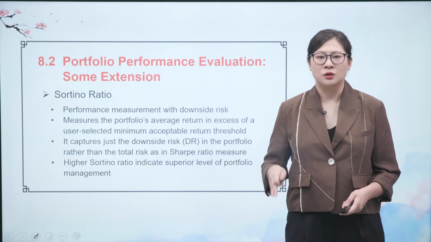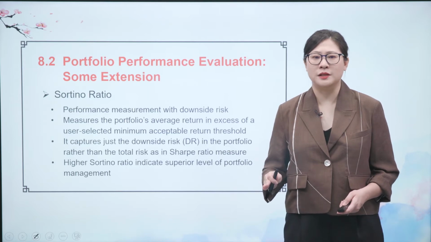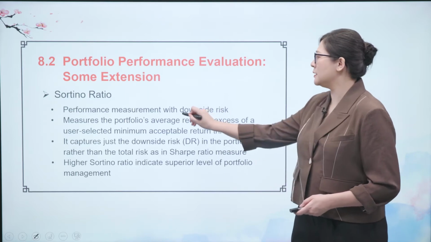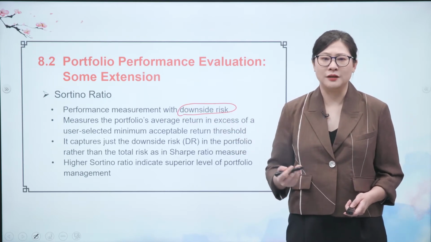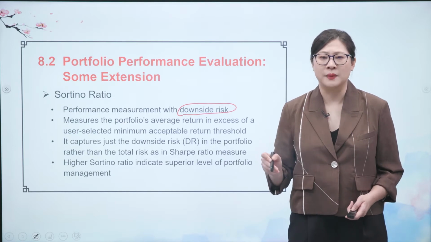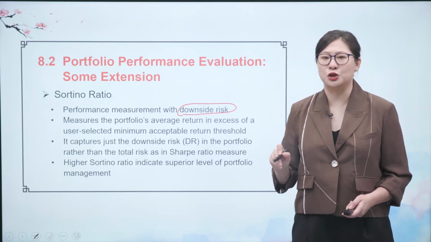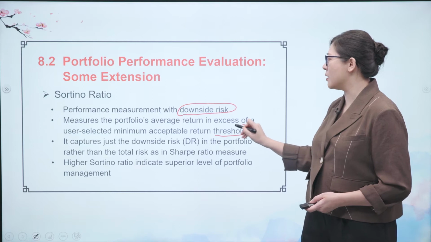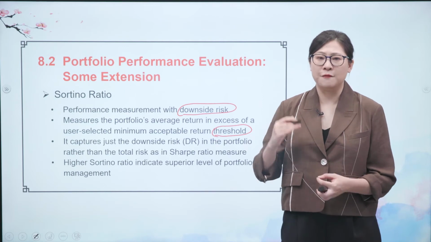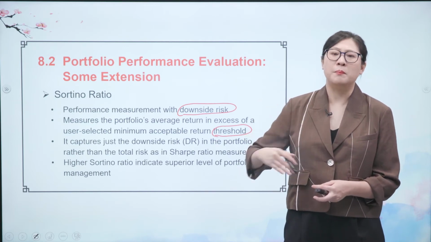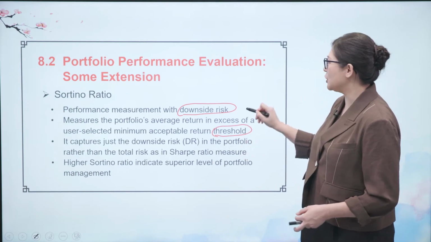The first one, the Sortino ratio. The Sortino ratio is the performance measurement with downside risk. So this is very important. It considers the downside risk and measures the portfolio average return in excess of the user-selected minimum acceptable return threshold. So definitely our investor will set up a threshold, and if the return is above this threshold, this portfolio investment is better. So that's the threshold for downside risk.